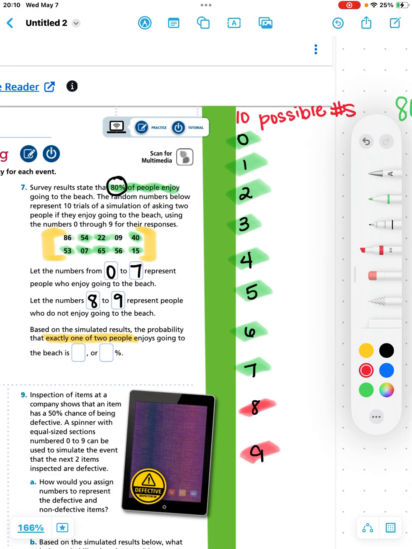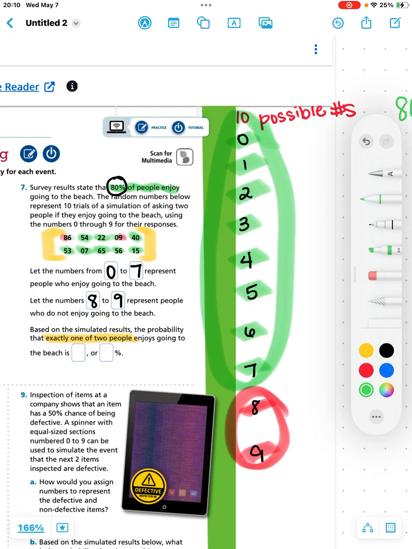So we got a lot of people that like the beach, whereas we only have 1, 9, and 1, 8 there. Keep in mind, numbers 8 and 9 do not like the beach. 0 through 7 do like the beach. The probability we're looking for is exactly 1 of 2 people, so we're looking for a green and a red. This 8 represents someone who does not like it, but the 6 represents someone that does like it. That is 1. 0 represents someone who does like the beach, where 9 represents someone who does not. That is 2. Those are my only 2. So that would be 2 out of the 10 trials, which is just 20%.